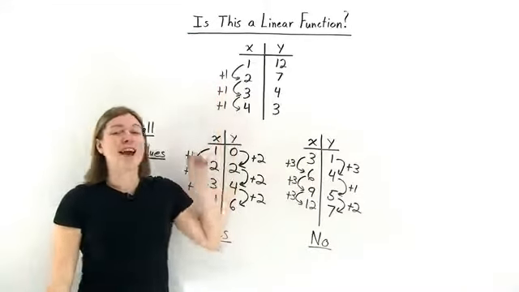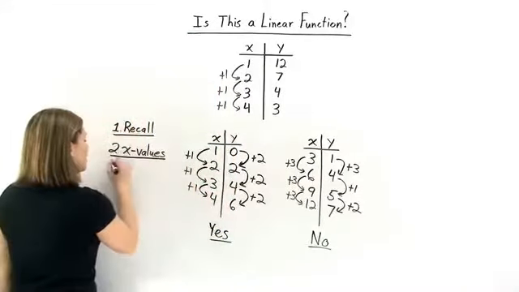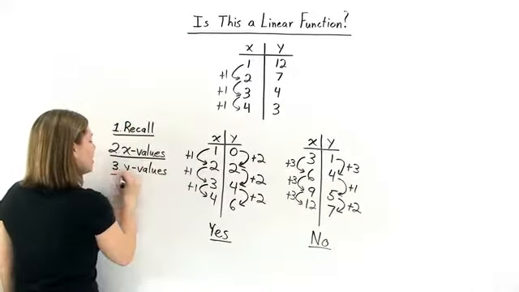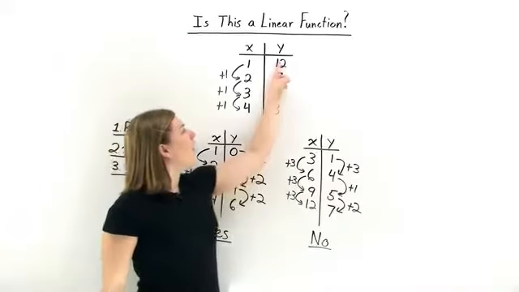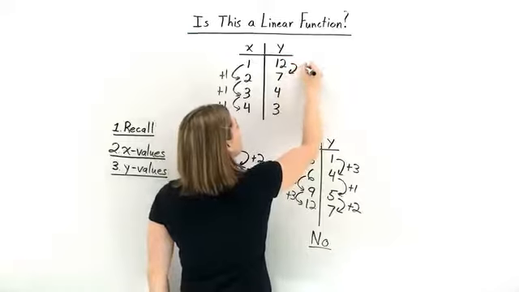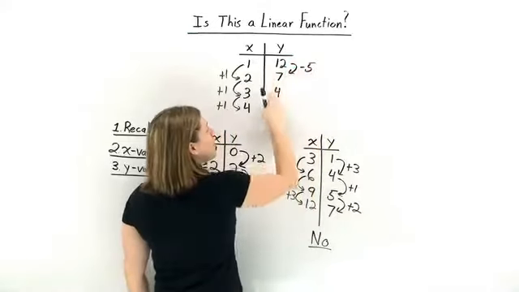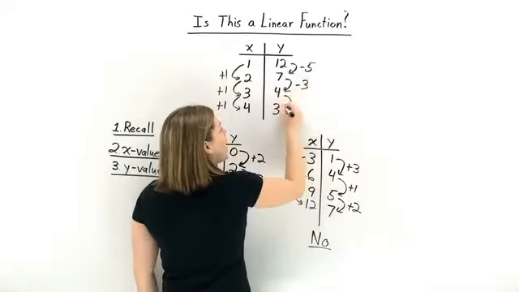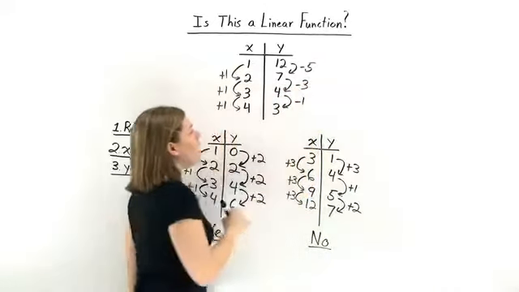So we can see that x has a constant rate of change. But what about the y values? Well, let's take a look. Here, y needs to go from 12 to 7. Well, to do that, we could subtract 5. Now what about going from 7 to 4? There we could subtract 3. And from 4 to 3, we could subtract 1.